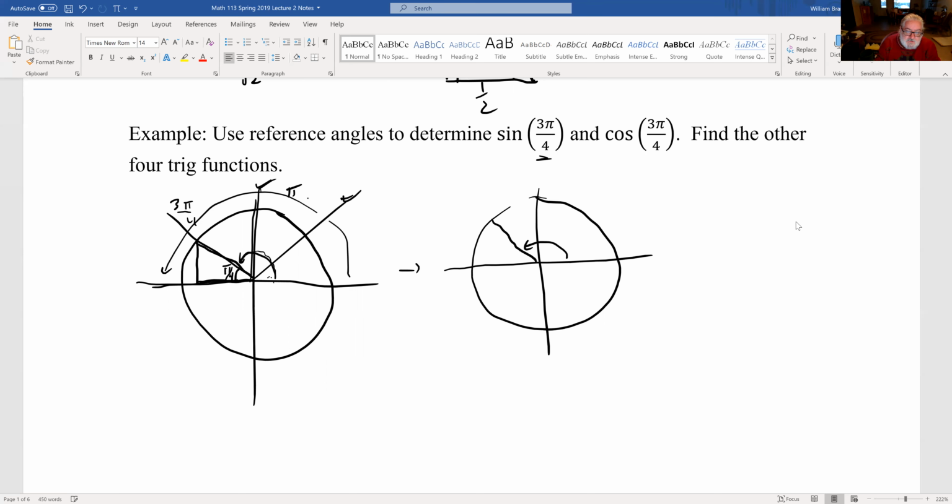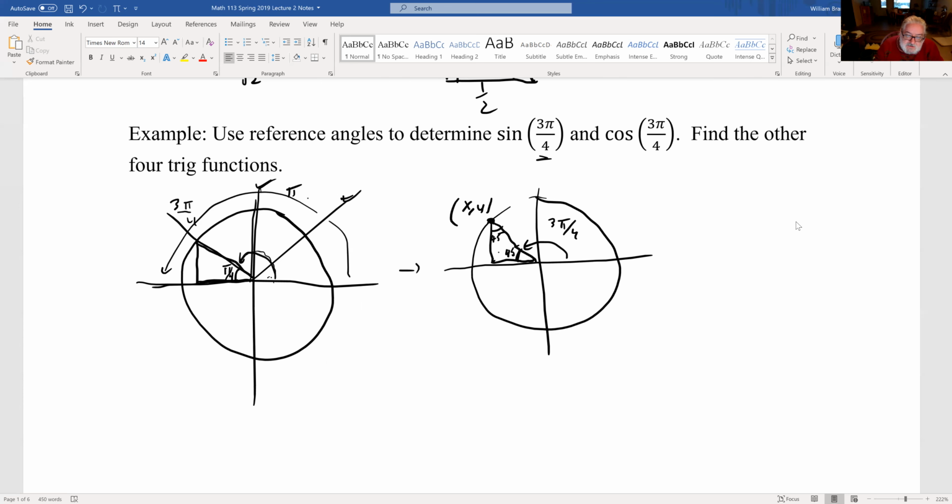Here's my angle 3 pi over 4. This is the point x, y, whose coordinates we want to know. And this triangle now, we know that this is pi over 4, or 45 degrees. And so this triangle must be a 45, 45, 90 triangle. And so this is what's called a reference angle. It's the angle back down to the x-axis.